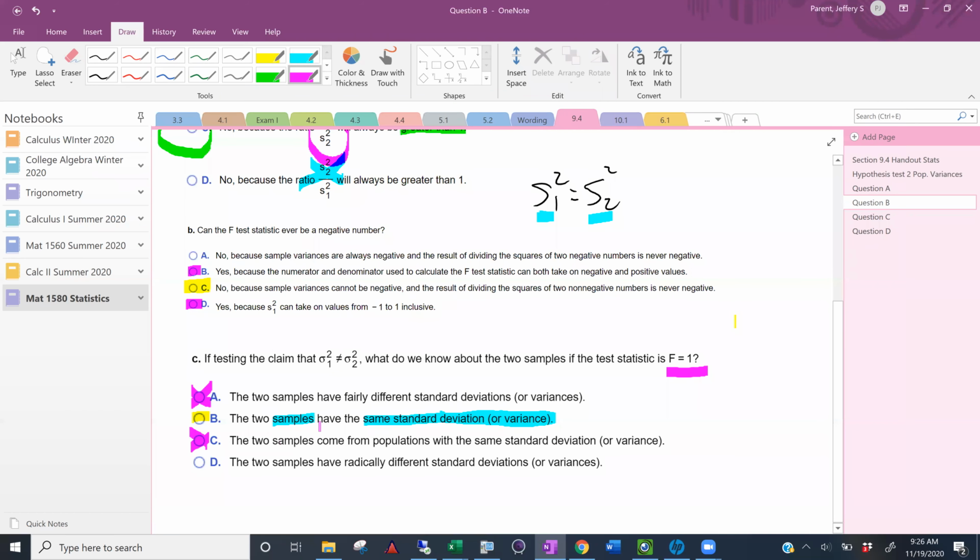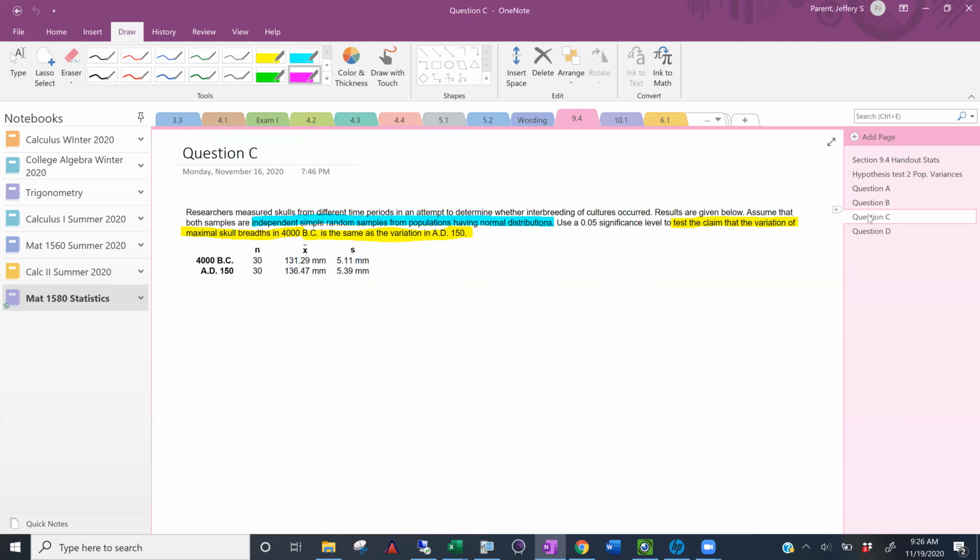Okay, so does that help out with part B here? Okay, let's turn our attention to one of the problems, and that'd be example C here.